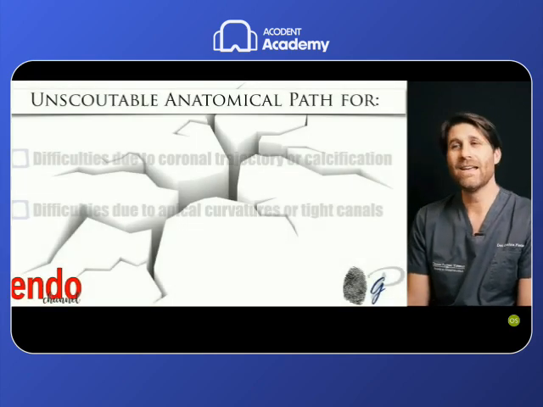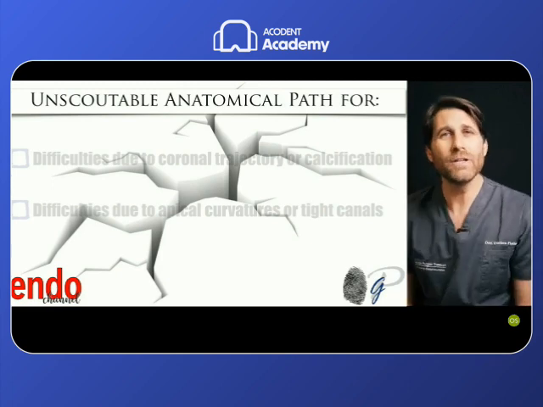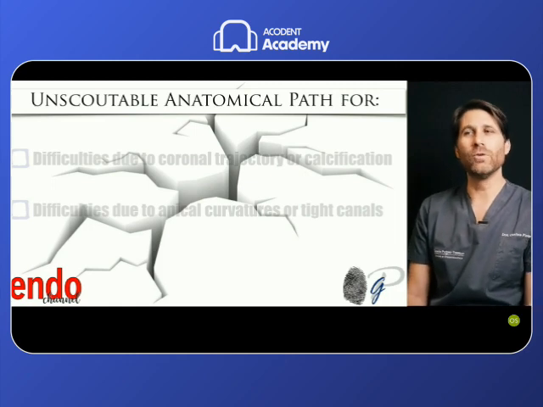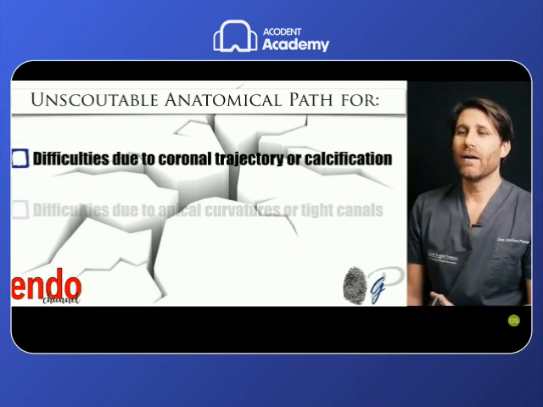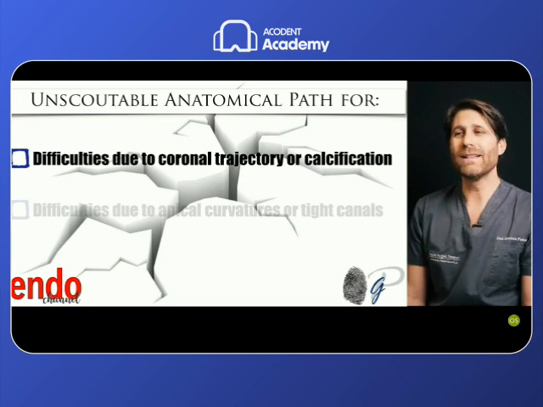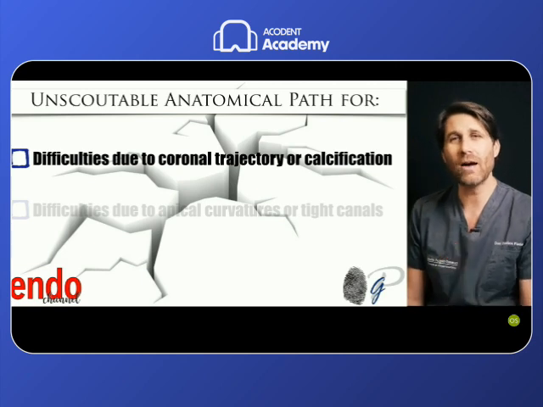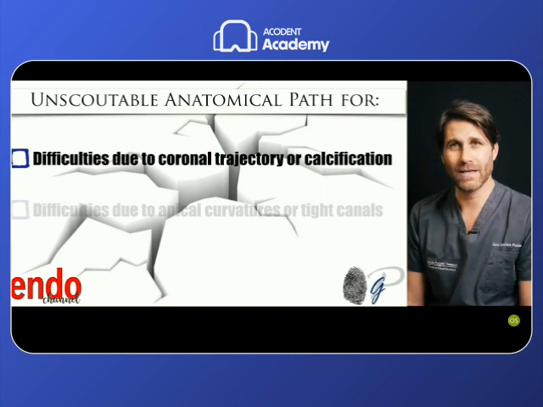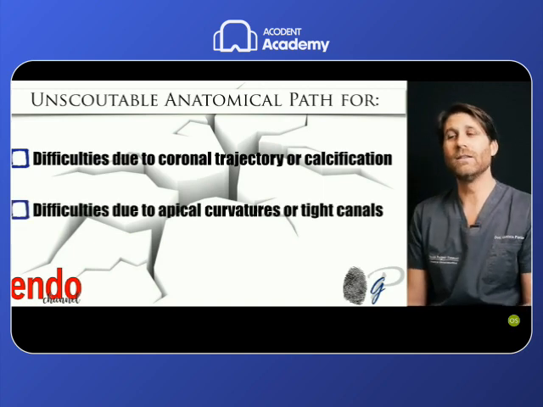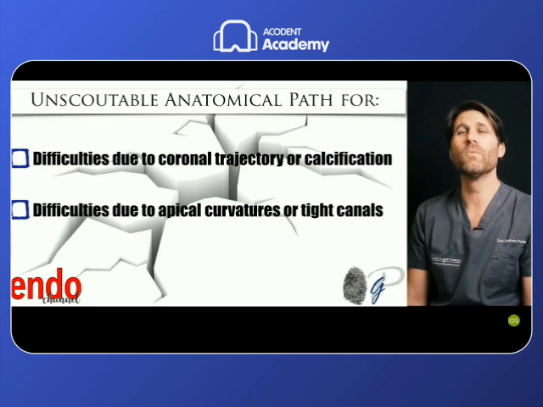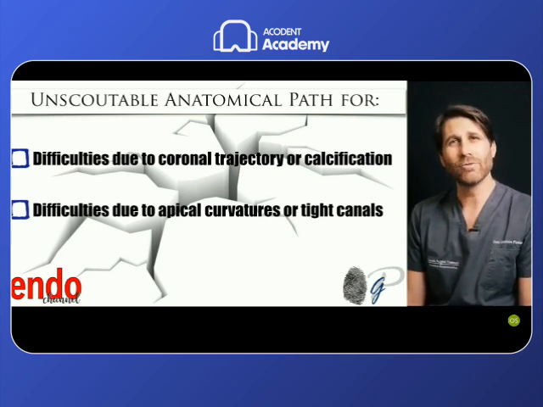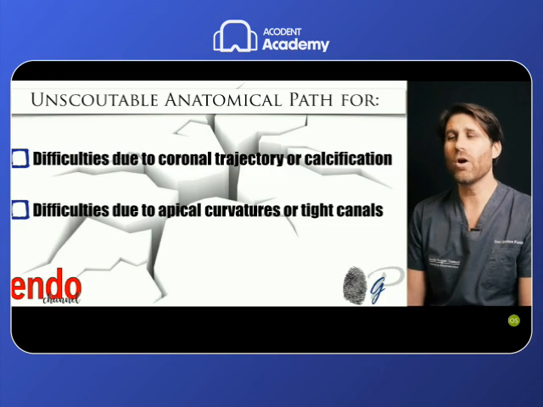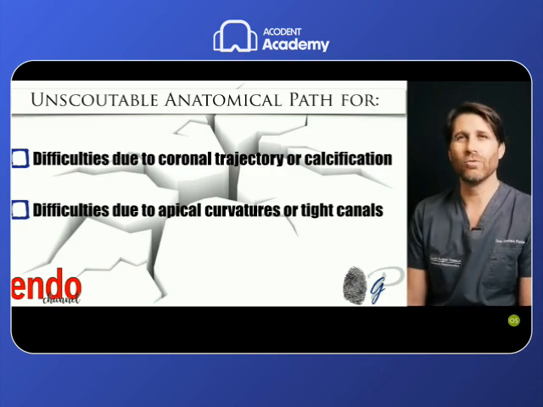And when we define the unscoutable anatomical path, we can define two different clinical situations that we have to deal with. The first situation is given by difficulties due to coronal trajectory or calcification. So difficulty to scout the anatomical path for coronal trajectory or coronal calcification. The other situation is given by the difficulties to perform the scouting due to apical curvatures or really tight root canals.